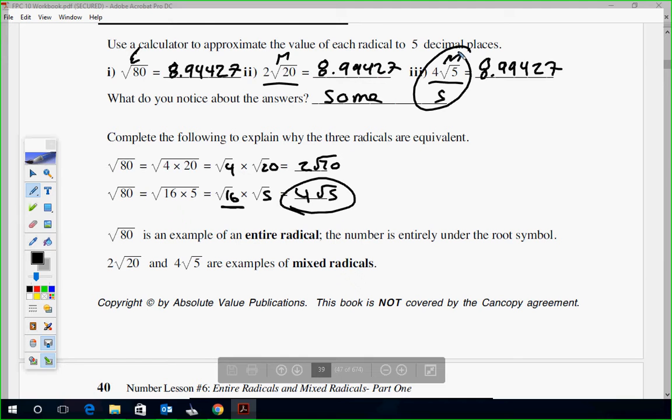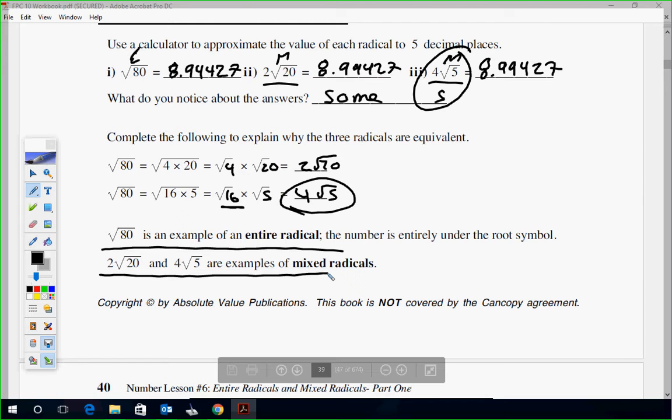So back to kind of what Hassan said. If you give me 2 root 20 for an answer, you'll miss a little bit of points because we want the simplest answer. Okay, we want the simplest answer, unless it just says make mixed. If it says make mixed, then that's acceptable. But if it says simplest answer, you got to go all the way to 4 root 5. So root 80 is an example of entire. 2 root 20 and 4 root 5 are examples of mixed.